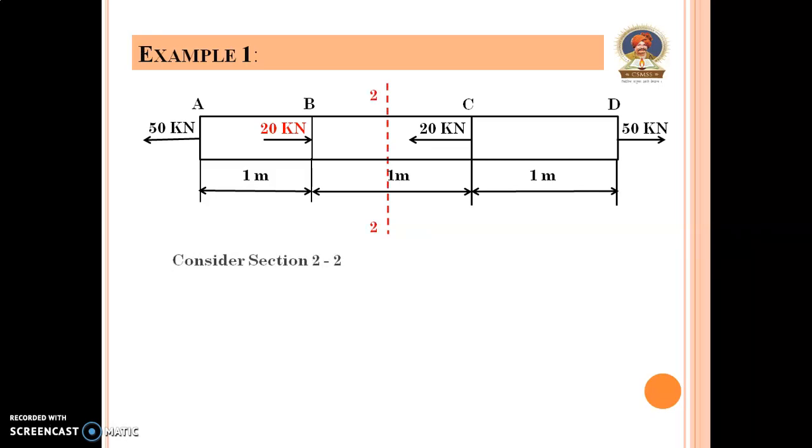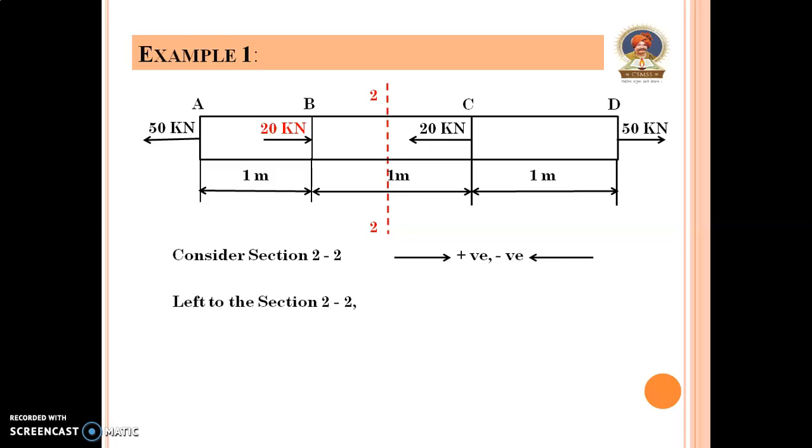Consider section 2-2. The force moved towards right side is positive and the force moved towards left side is negative. Consider left section. In left section there are two forces, that is 50. This 50 is moved towards left side, so it is minus 50, and 20 is moved towards right side, so it is plus 20. Here P is equal to minus 50 plus 20. So the value of P is minus 30 kilonewton.